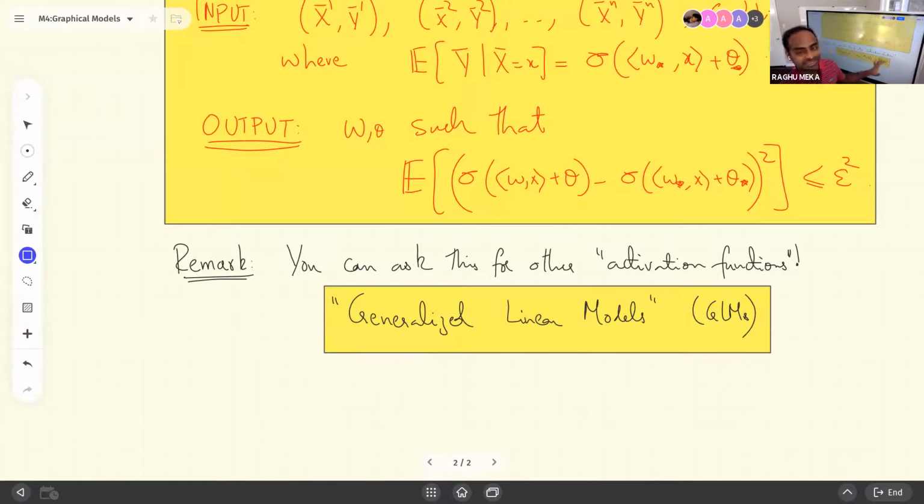These GLMs themselves have a history of their own, right? You have the graphical models, Ising models, they have their own history, and now here on a parallel track, people were studying GLMs, and we're just connecting these two things together now. All right?